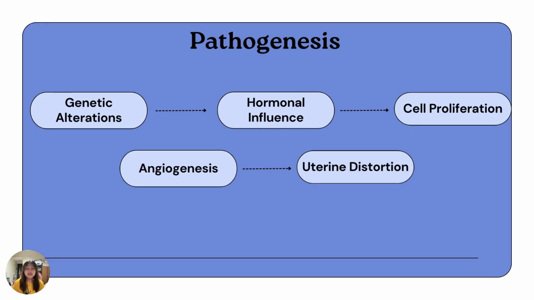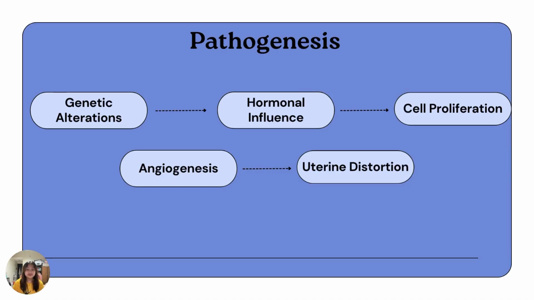And then cell proliferation. This is mutated smooth muscle cells that divide more than normal. So, nagkakaroon din sila ng increase in size. And then angiogenesis. The growth factors stimulate the formation of new blood vessels that feed the tumor. And this increased blood supply supports the continuous growth of the fibroid.